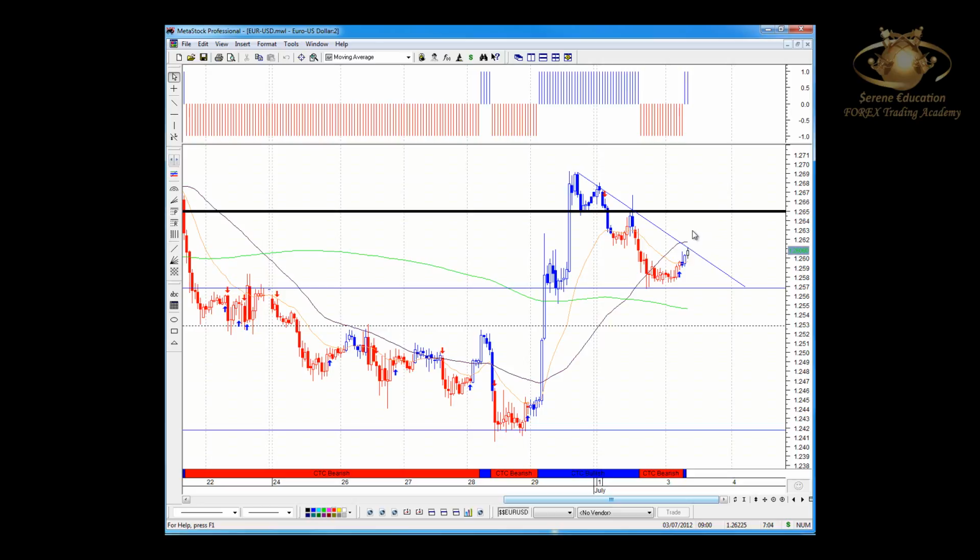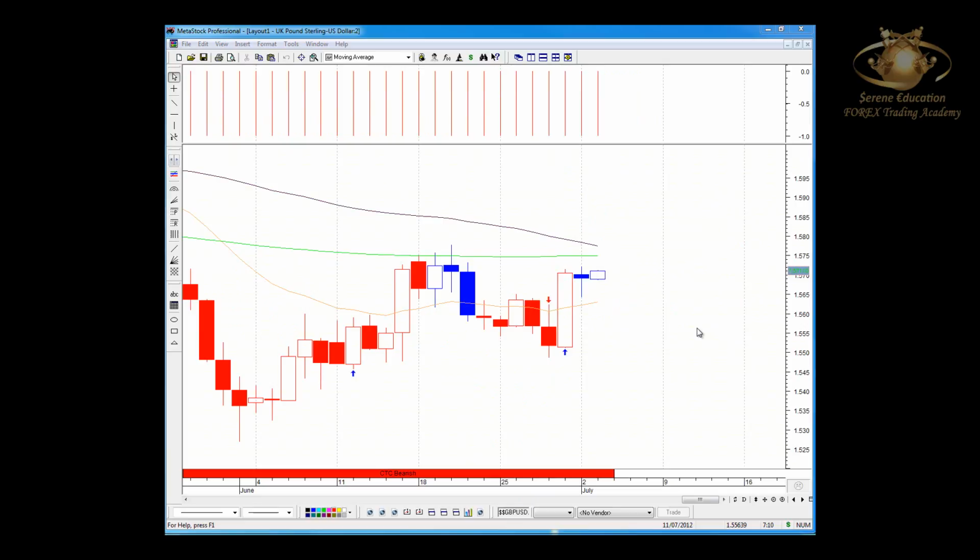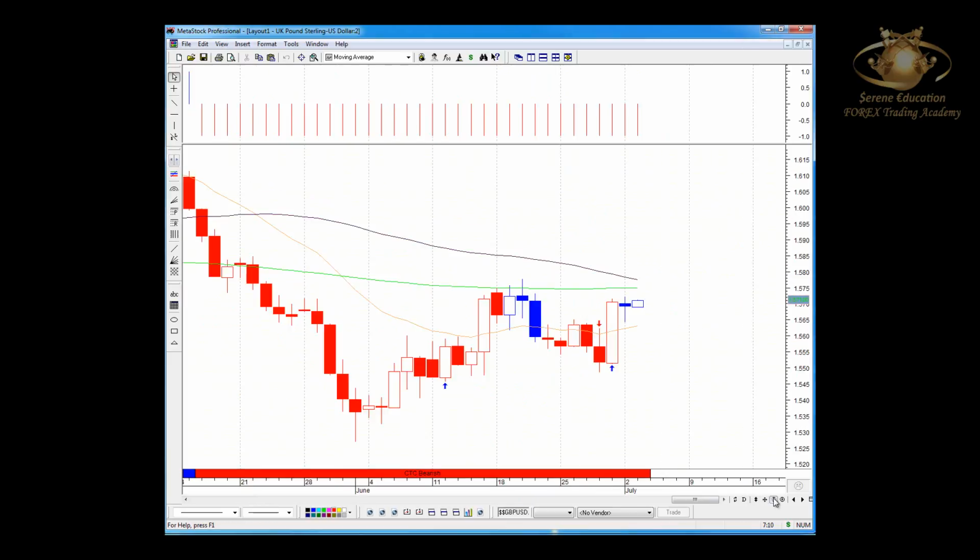However, we don't want to be buying into a major support and resistance level with the outlook that it could potentially turn on you. So if you are doing a short-term trade, it's got to be in and out really, really quickly. Moving on to sterling, let's have a look and see what's been happening on this pair.